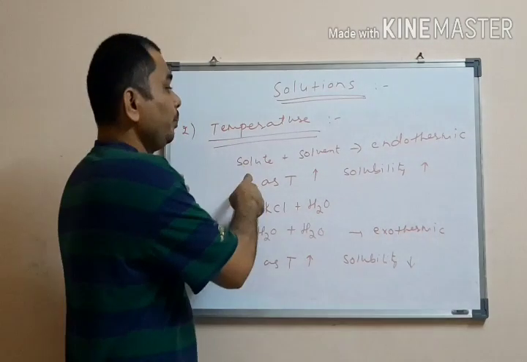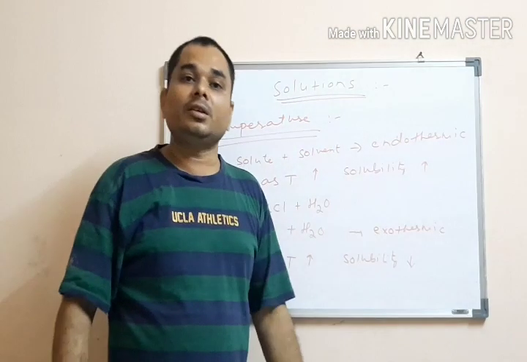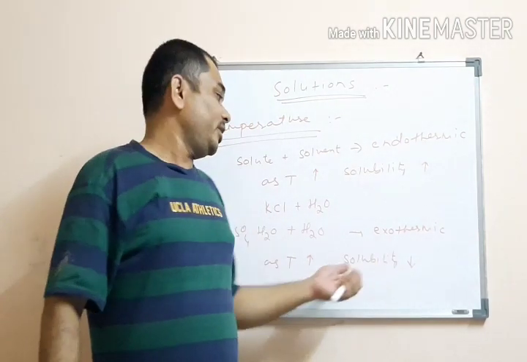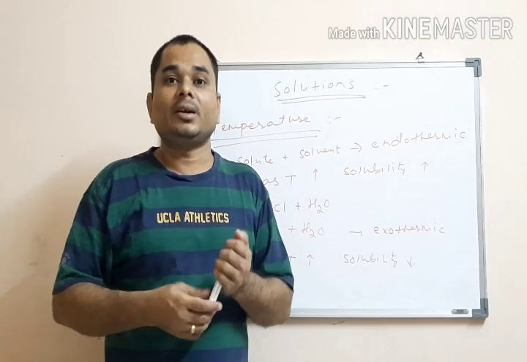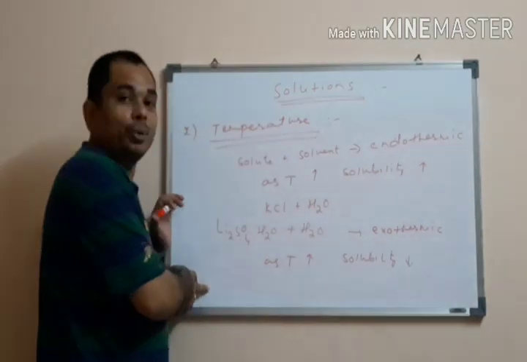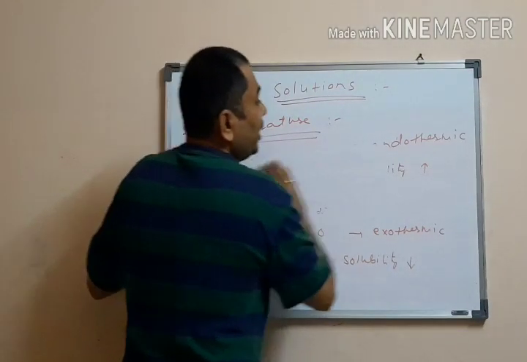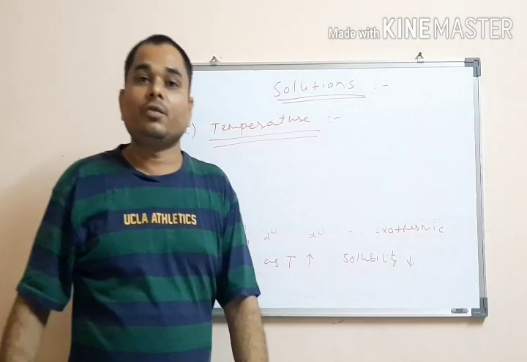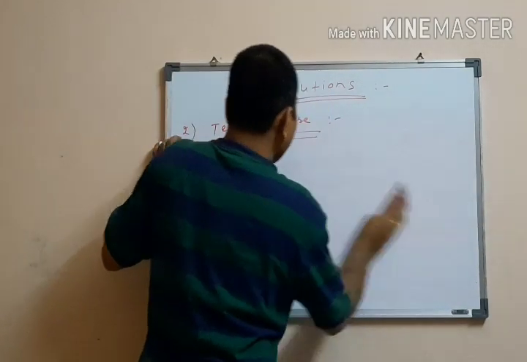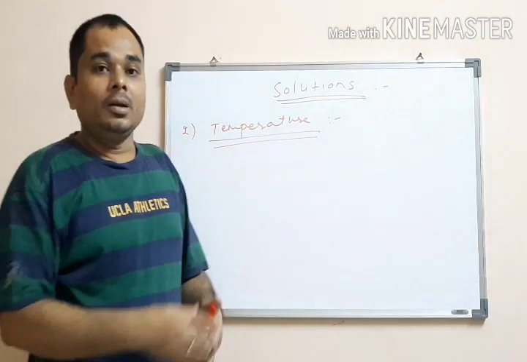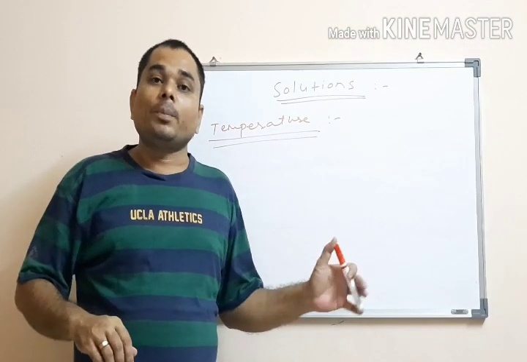This process is exothermic. So as the temperature increases, the solubility of this compound in water decreases. See, I repeat this again. If the formation of solution is endothermic, then as the temperature increases, solubility also increases. Whereas if the formation of solution is exothermic, then as the temperature increases, the solubility decreases. The example is given here on the board. But I must state this clearly, that there is no direct correlation between exothermicity, endothermicity and the solubility. What I mean by this is, though this has been observed in many processes, but it is not observed in all the processes.